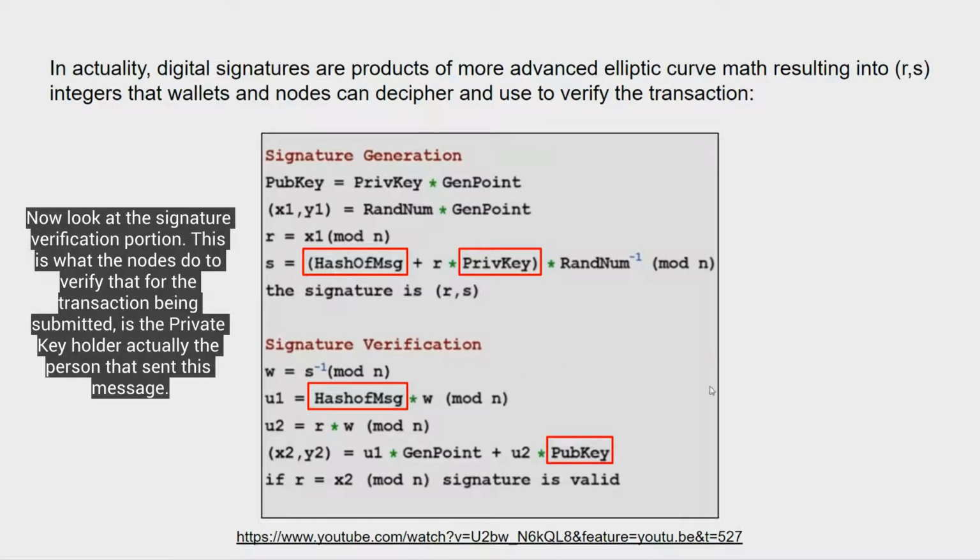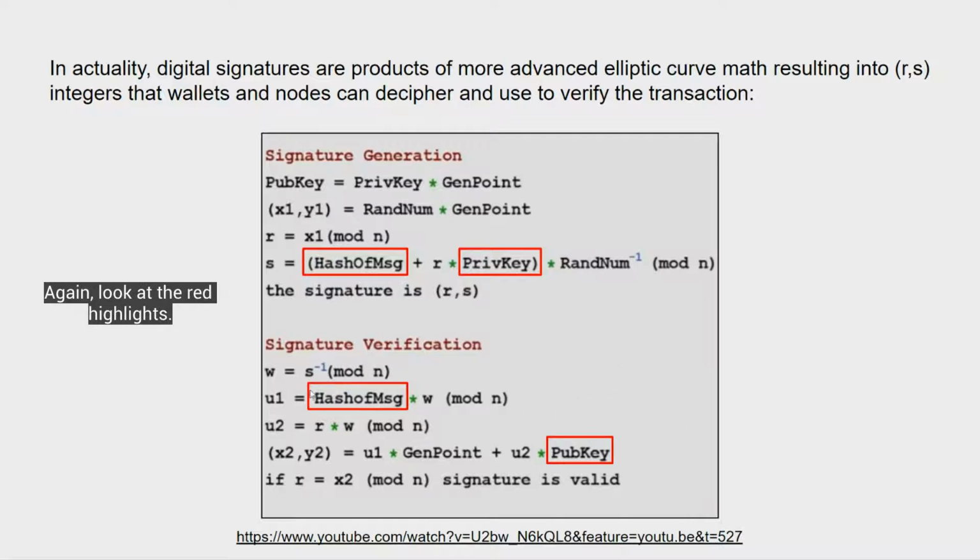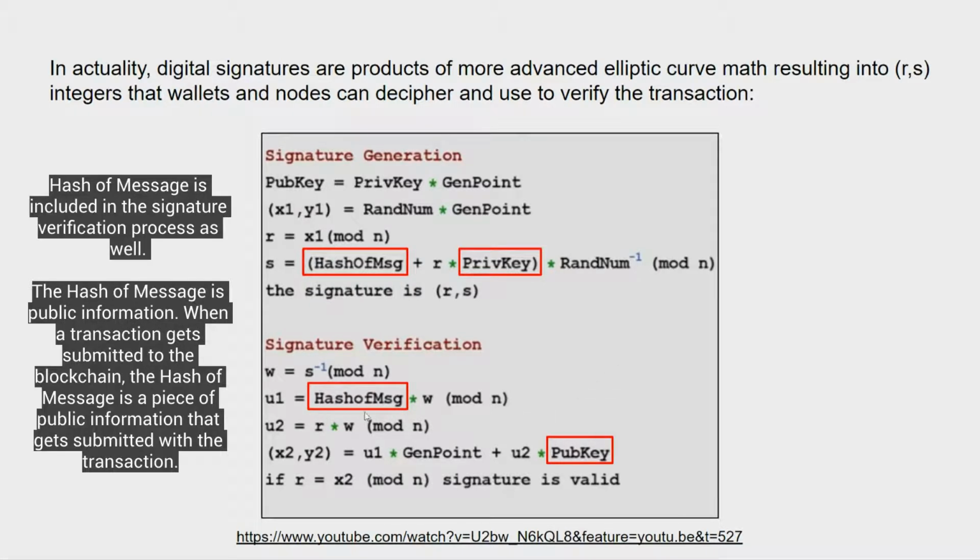Now, look at the signature verification portion. This is what the nodes do to verify that the transaction that's being sent is from the private key holder, the person that actually sent this message, or is somebody trying to send a corrupt transaction? Is somebody trying to send funds that they don't actually have? So again, look at the red highlights here. Hash of the message is included in the signature verification process as well. So the hash of the message is public information. When a transaction gets submitted to the blockchain, the hash of the message is a piece of public information that gets submitted with the transaction.